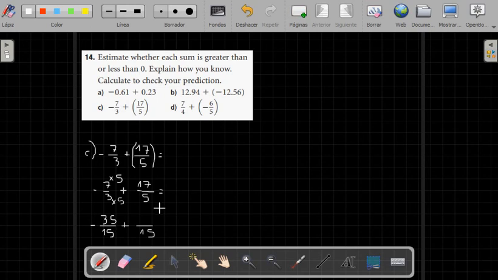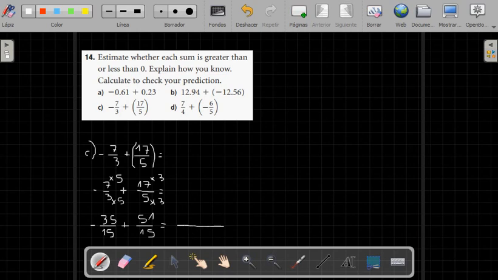Alright, now, 5 multiplied by what number gives us 15? The answer is 3. 5 multiplicado por 3 nos da 15. And we must do the same with the numerator. And 17 multiplied by 3 is 51. Now we have two fractions with the same denominator.